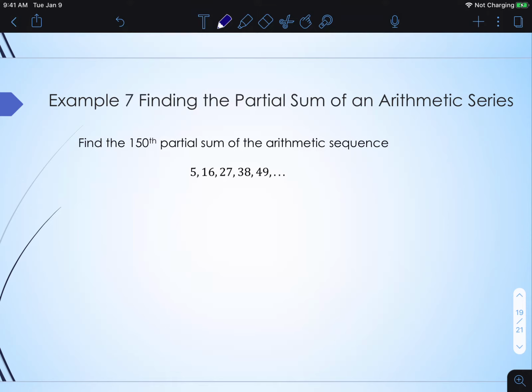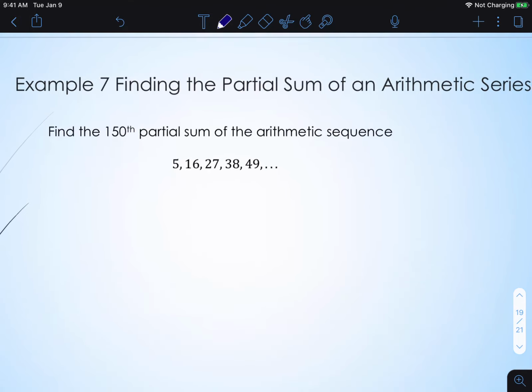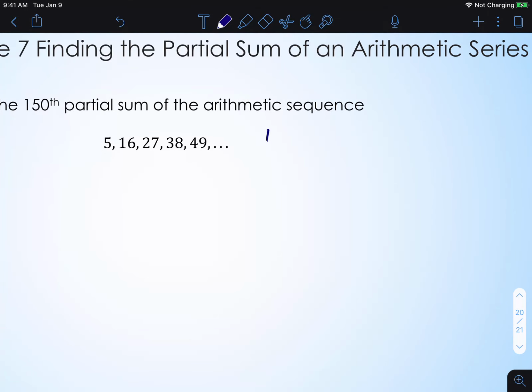Now we're in example 7, finding the partial sum of an arithmetic series. In this particular case, we're finding the 150th partial sum of the arithmetic sequence. So I want to find that this is truly an arithmetic sequence, and so I'm just going to test for it. I'm going to take 16, I'm going to subtract 5, because those are the first two terms, and I get 11. So if I do the second and third term, I'm going to do 27 minus 16, and I get 11. And just for good measure, let's take those last two. We've got 49, and we're going to subtract 38, and we get 11. So there's no doubt in my mind now that d, the common difference, is 11. And we also have the first term, a sub 1, is equal to 5.